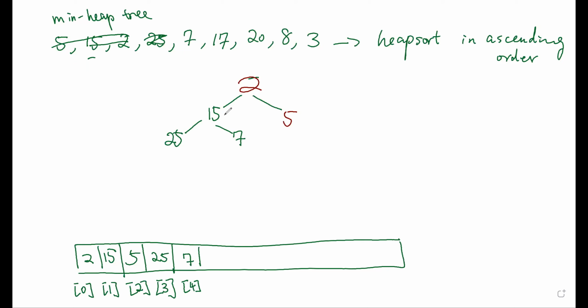Okay, so we need to swap. With its parent? So 7 should be here, 15 should be here. So we need to swap 7 and 15. 7 should go here and 15 should go here. Okay, so let me clear everything out.